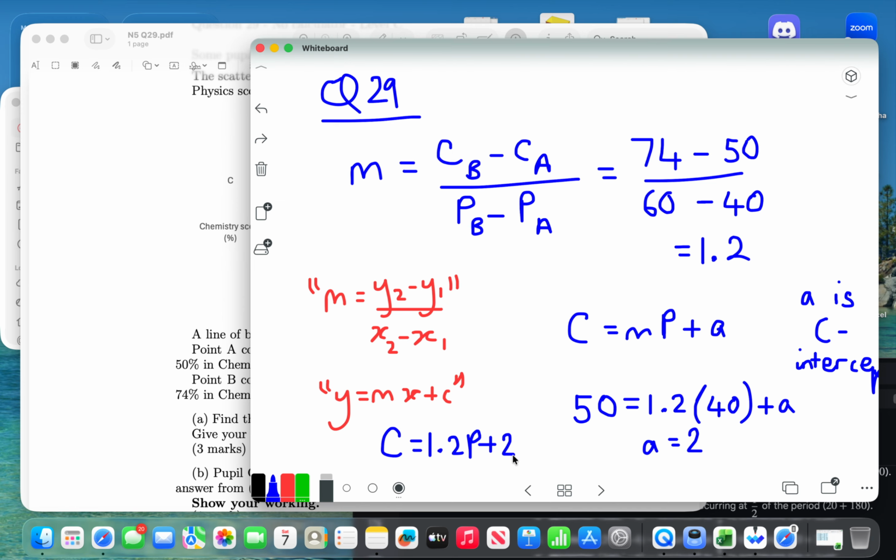I will do part B in the next video, but I hope you found this useful. I think it's best if I do the second part in the next video. But that's all there is to this. It's like finding the equation of a line. It's just that you change the y-intercept to c, the y-axis to the c-axis, and the x-axis to the p-axis. It depends which letters they use in the question.